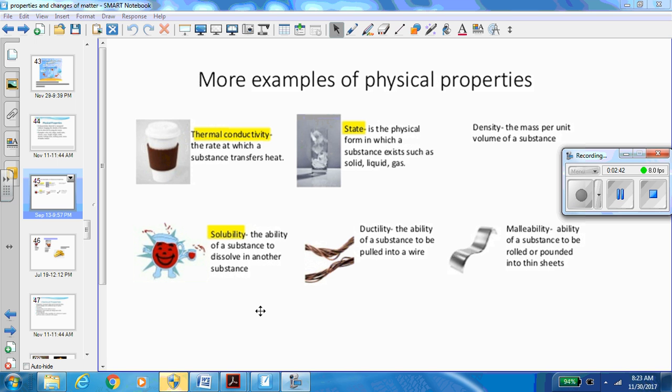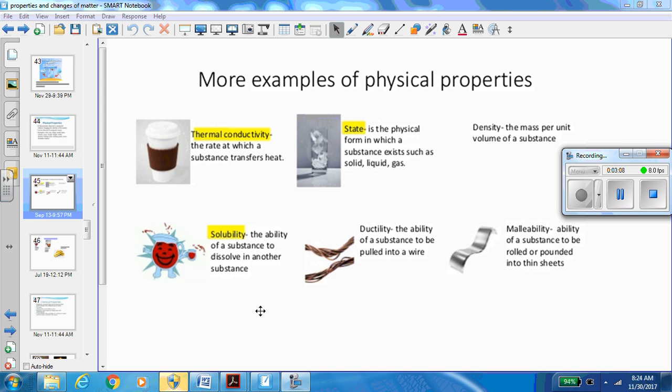Solubility, which is the ability of a substance to dissolve in another substance. So for example, if you're making Kool-Aid and you dissolve your Kool-Aid powder and your sugar in the water, the fact that the Kool-Aid powder and the sugar can dissolve means that they're soluble in water, and that is a physical property. Ductility, which is the ability of a substance to be pulled into a wire. That would also be physical.